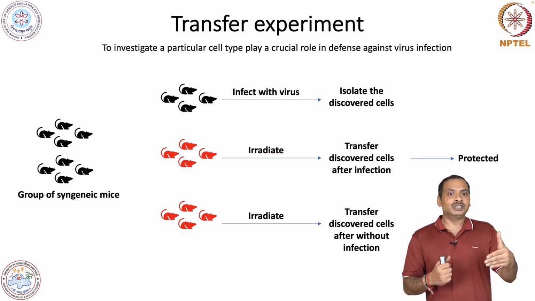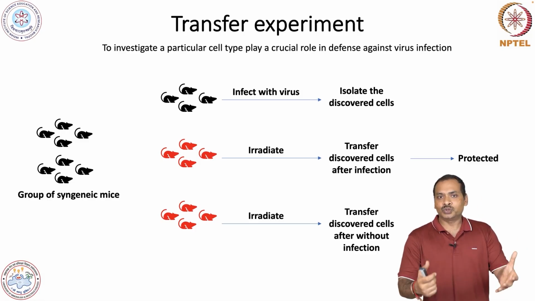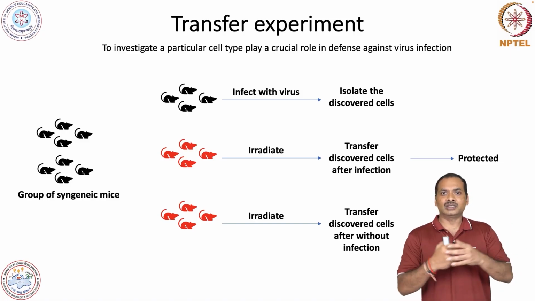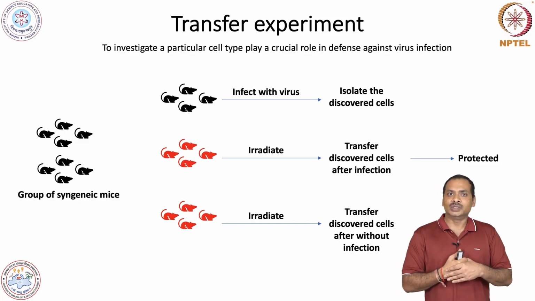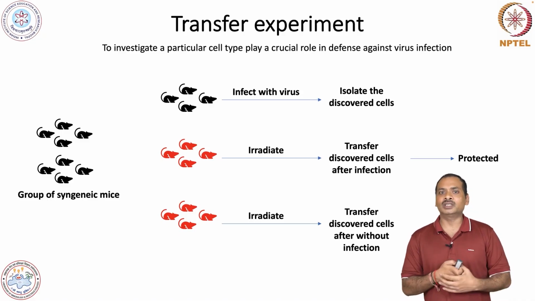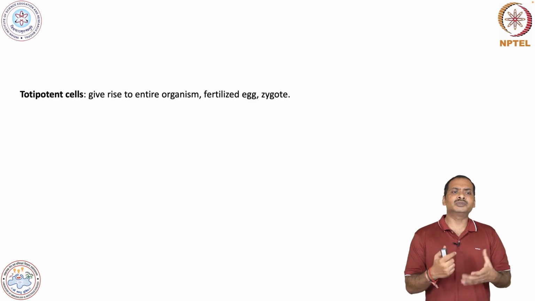Whatever experiment you do in vitro is not so good. So in that scenario, you have to prove your discovery under physiological conditions, and in that way you can prove that this cell is playing a very important role against the virus infection. Now I will talk about various types of stem cells.